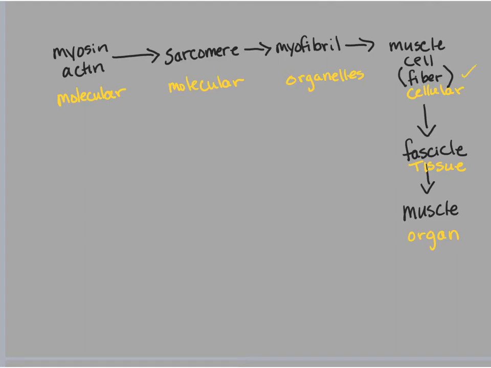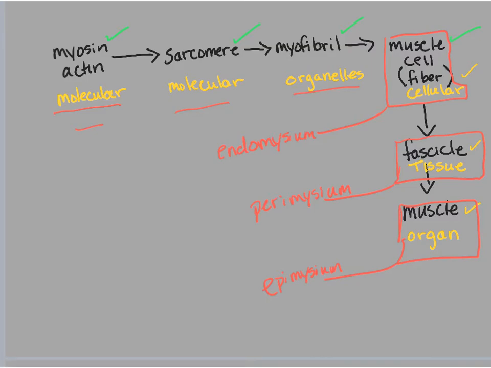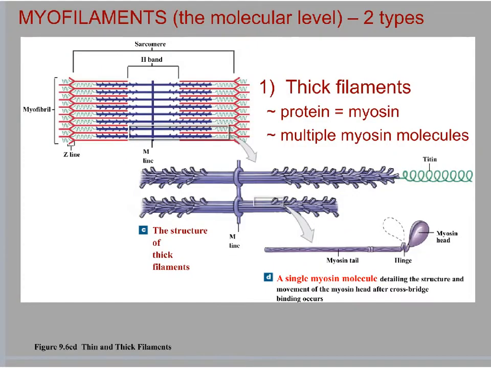Okay, so remember our hierarchy of organization. Cells come together to make tissues, tissues come together to make organs, but we're going to start way down here at the molecular level and gradually work our way up. We're essentially building a muscle from the molecular level on up. I'll revisit this graphic at the end just as a summary. But let's go ahead and look at those two proteins, again at the molecular level of organization.